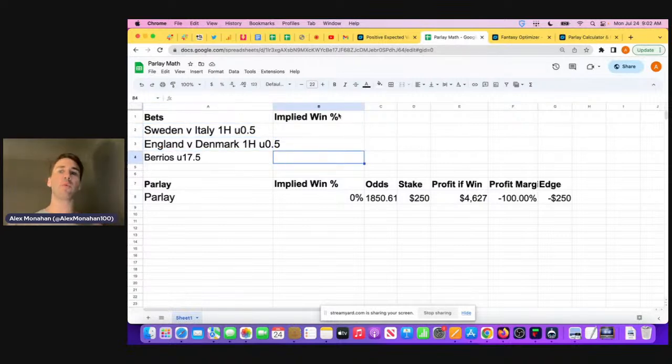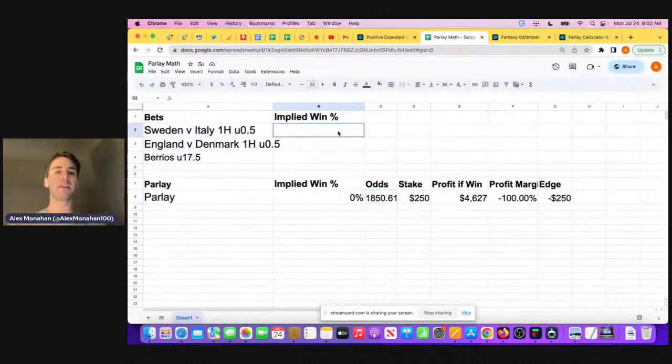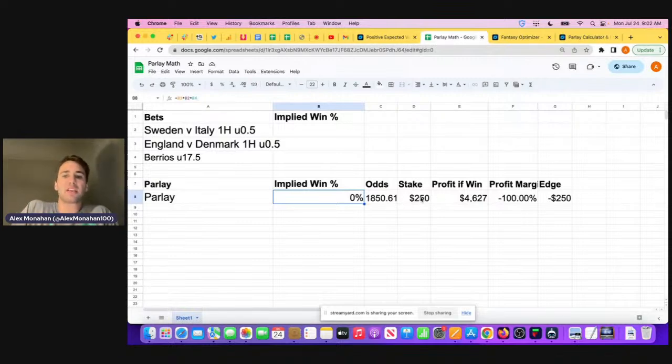Which is called the implied win percentage, the fair win percentage, whatever. And then for this parlay, I'm betting $250 at plus 1851 odds, roughly plus 1850.61 odds. That's the odds on my parlay. So once we know the win probability for each of these legs, we can just multiply that together, right? We multiply the win probability for each of these plays together. That gets us the win probability of our parlay. And then from there, we know the odds. We know how much we're betting to win how much. We can figure out the profit margin.